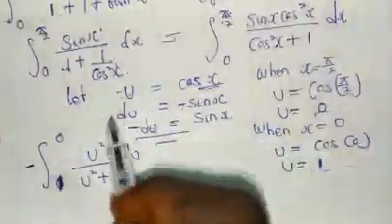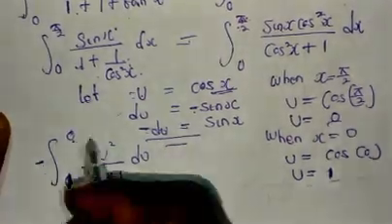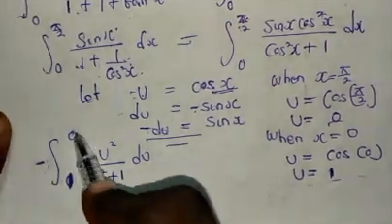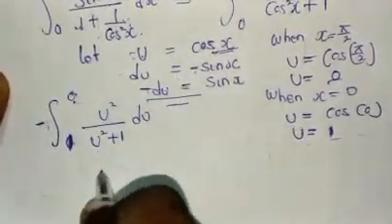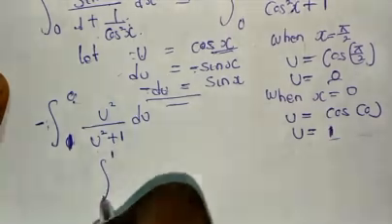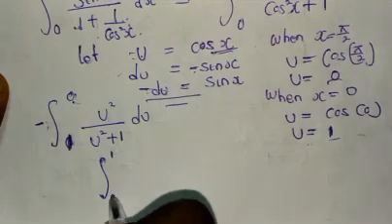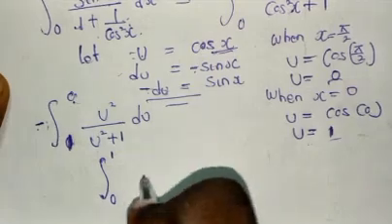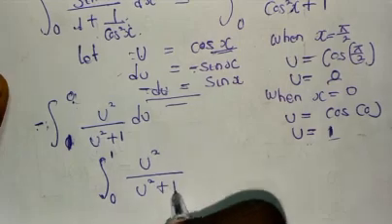Now, recalling the integral property, when you have a negative sign, in order to eliminate this negative sign, the limits here are going to interchange. So that's what we are going to do now. The upper limit is going to be 1, while the lower limit is going to be 0 because of this negative sign. So the limits interchange. So we have u squared over u squared plus 1.